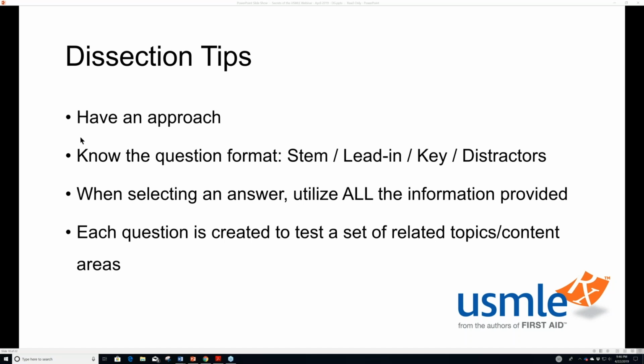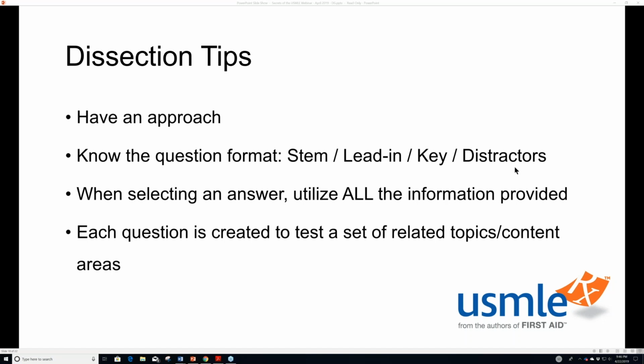Moving on from there. Next thing is just to know that each question has a format, which is a stem, a lead-in, the key, and then the distractors. And just remember, if you see a picture that's not related to what you feel the stem's related to, the stem is going to be more important than your picture or your labs. So just always drive everything through your stem, or your vignette there.